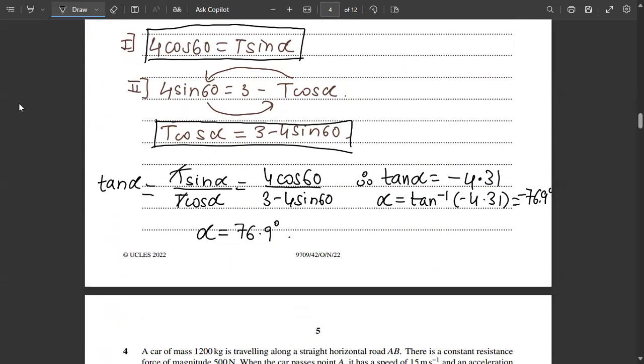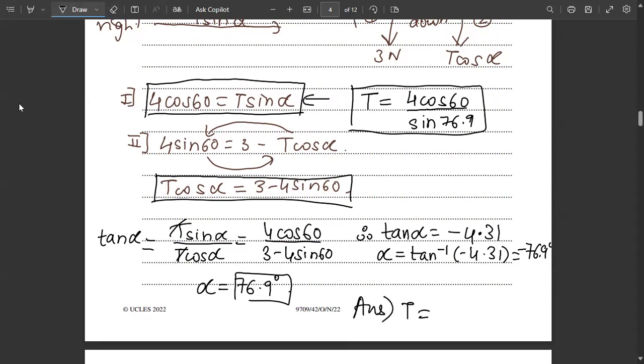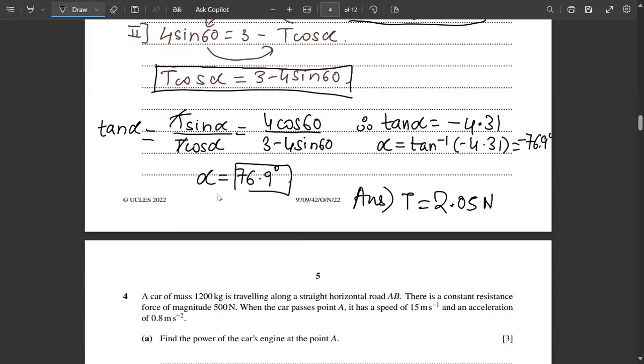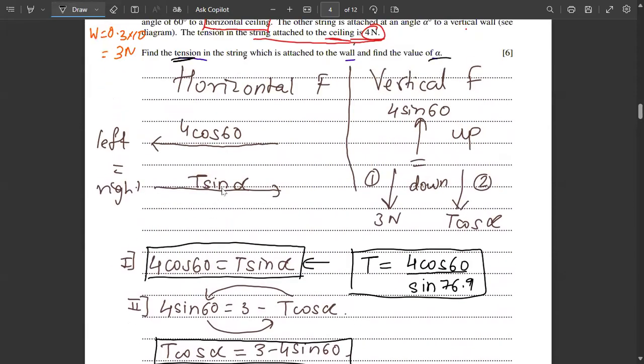And how do we find the value for T? We know that T sine alpha is this much. So T will be 4 cos 60 upon sine alpha, and the value for alpha is 76.9. So instead of alpha, I will write 76.9. The answer for T will be 4 cos 60 upon sine 76.9, which is 2.05 Newton. So the value for T is 2.05 Newton. So here is our answer: alpha is 76.9 and T is 2.05. That's what we had to find out, alpha and T, the tension.